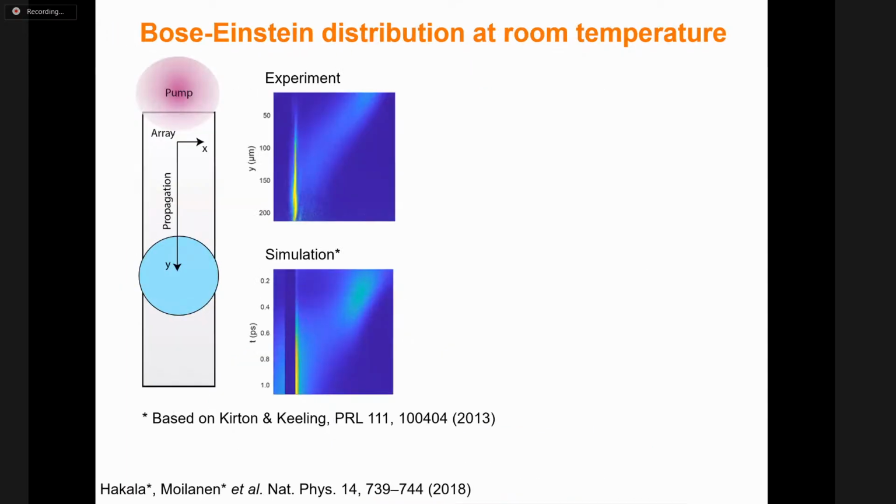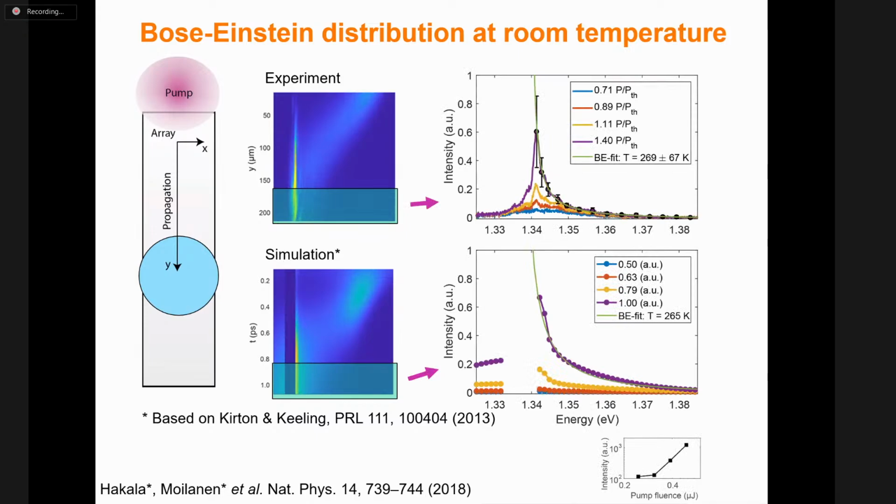In the experiment, we basically pump a long array from one end, and then we image what kind of signature or footprint the light leaves on the array. Here on the y-axis of this graph we have the distance from the pump, and on the x-axis we have the energy. If we look at the populations in the region of the array where the thermalization has come to a steady state, and we fit a Bose-Einstein distribution to the spectrum, we find temperatures that are somewhat close to the ambient temperature where the experiments are done.